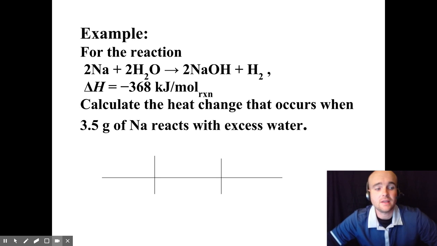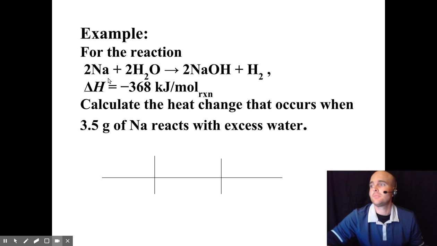So now let's look at an actual reaction where we have sodium plus water yields sodium hydroxide plus hydrogen gas. The enthalpy is going to be negative 368 kilojoules per mole, so I know that's exothermic. Calculate the heat change that occurs when 3.5 grams of sodium reacts with excess water. Remember what excess water means? It just means that it's not the limiting reactant. So our limiting reactant is this one.